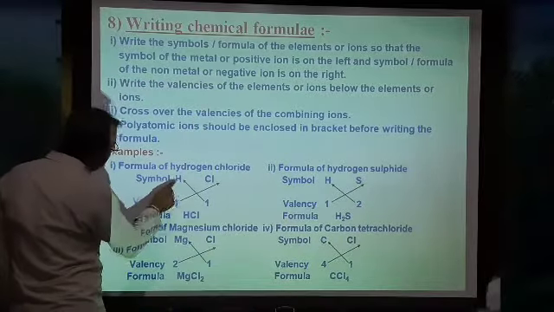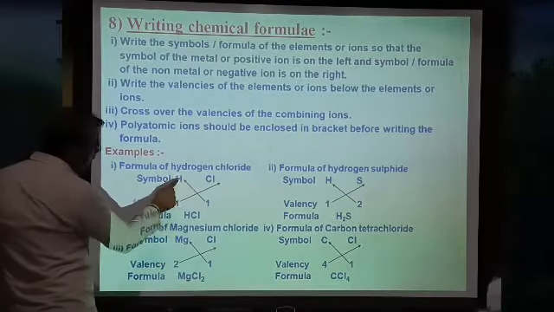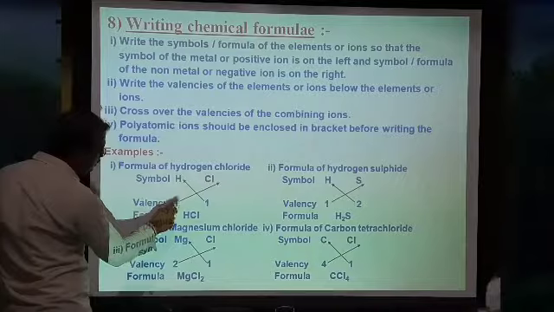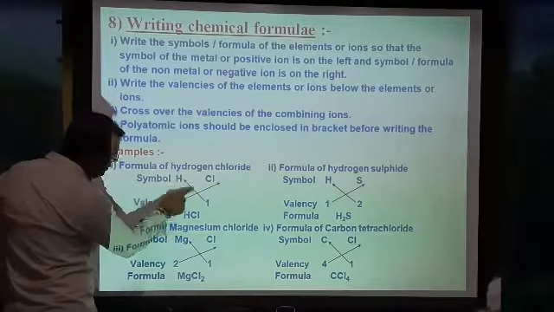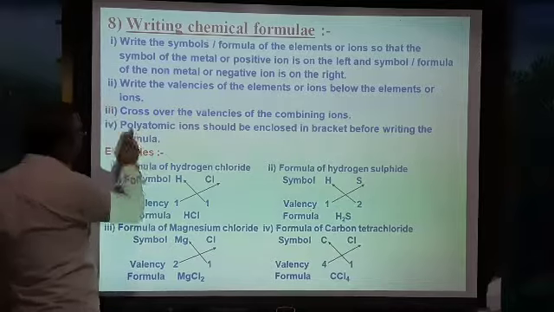So here you see the crossing. In HCl, the hydrogen valency is 1 and the chlorine valency is 1. So we need to cross this, H1Cl1, so we write HCl. In the same way, this is the third rule.